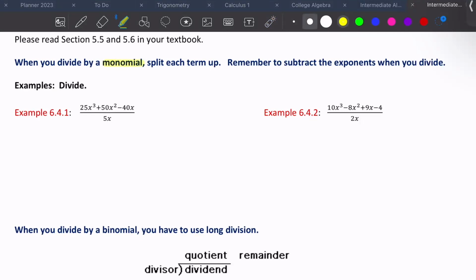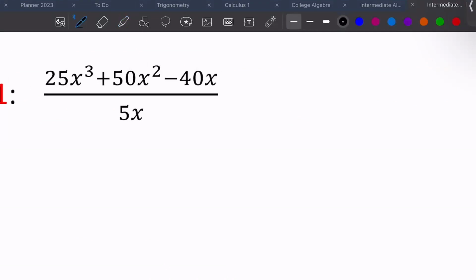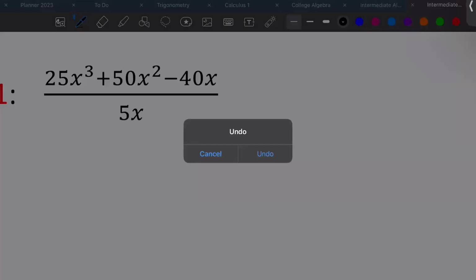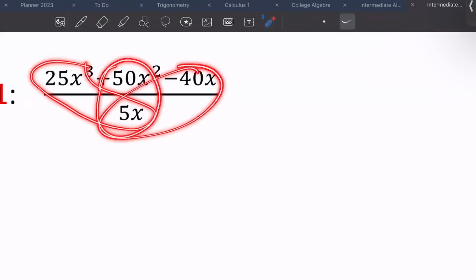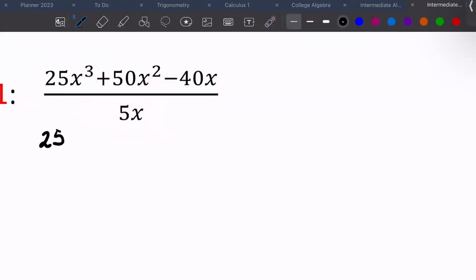When we are dividing by one term, a monomial, then we can split them up. We're going to remember to subtract the exponents when we divide, because that's what we do when we have a quotient rule. So for this one, it's over one term. That means that every single term is divided by 5x. So we're just going to split it up, putting each term over 5x.